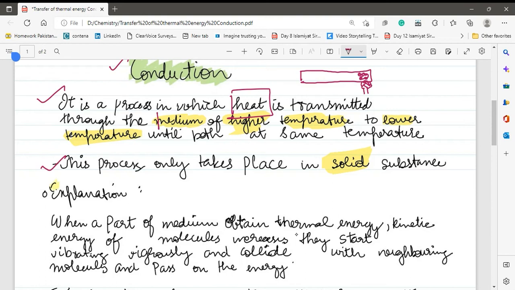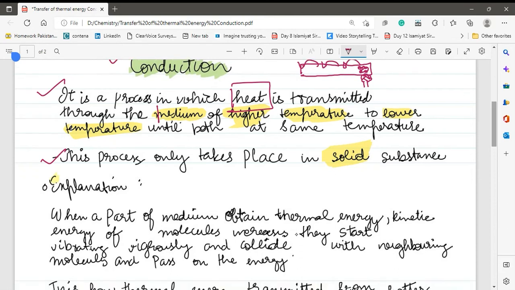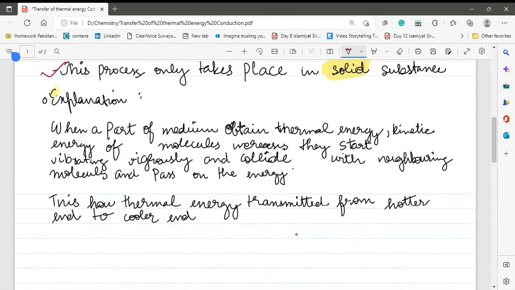So this portion possesses more energy because it is heated up and it has higher temperature, and this portion of the rod has low temperature. So what happens? The heat will start conducting from this portion to this portion until both surfaces or both ends are at the same temperature. This process continues, and this process only takes place inside solid substances. We can discuss the detail of this mechanism.